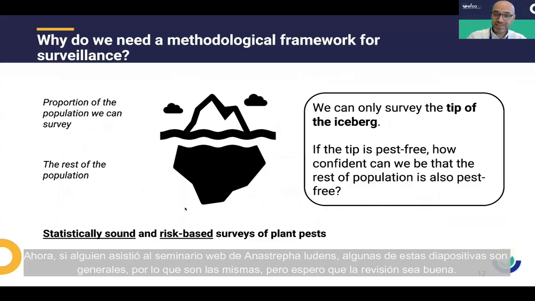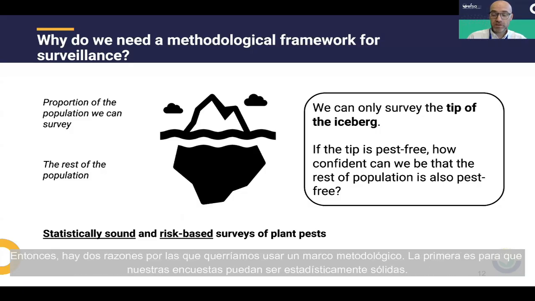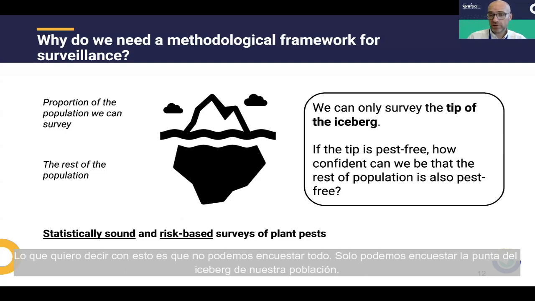Now, if anyone attended the Anastrepha ludens webinar, some of these slides are general, so they're the same, but hopefully the revision is good. So there are two reasons why we would want to use a methodological framework. The first is so that our surveys can be statistically sound. What I mean by this is that we can't survey everything. We can only survey the tip of the iceberg of our population.